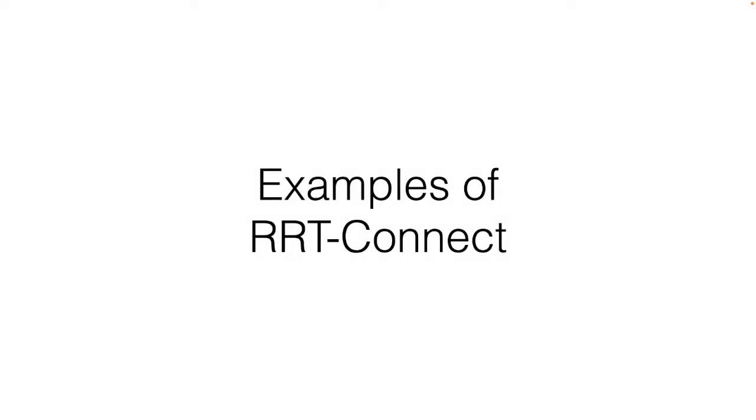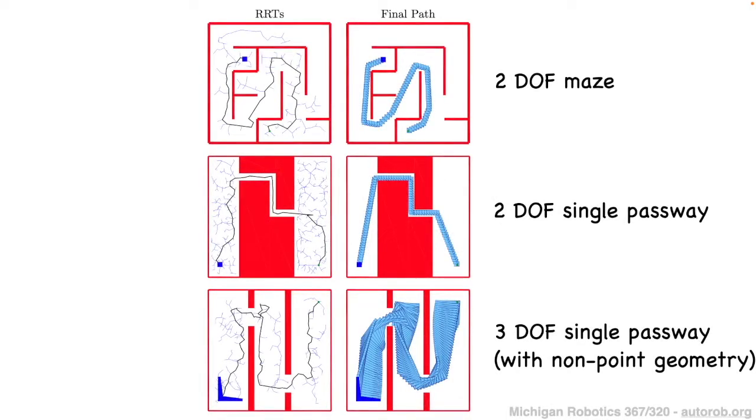So let's look at a few other examples of where RRT Connect has been applied. Still within a path planning domain, this particular slide shows a few different types of robots where RRT Connect has been applied. So in the top row, a 2-degree of freedom maze, which is just like the 2D path planning example that we looked at and that you'll be implementing for assignment 6. Similarly, in the middle row is an example of RRT Connect applied to a 2-degree of freedom single passway map.